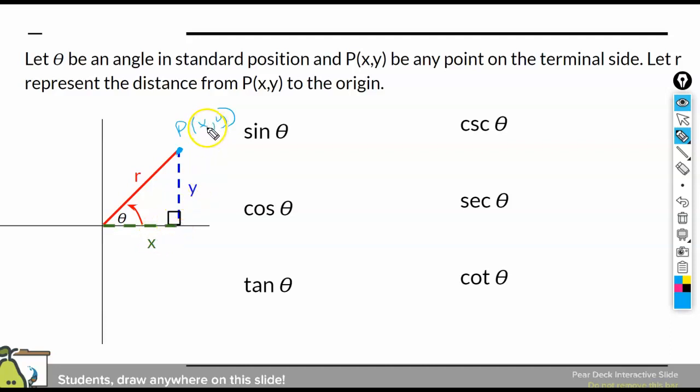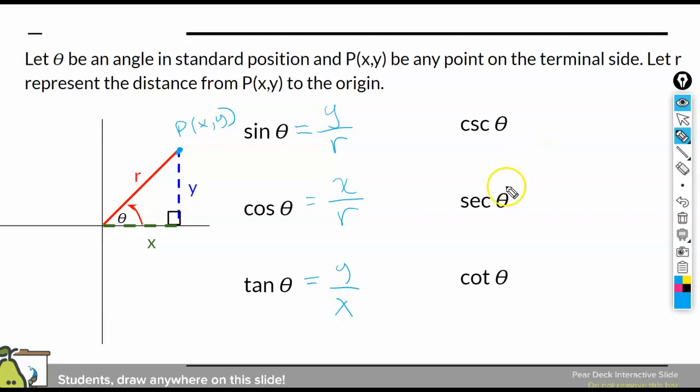And if this is the point (x, y), then this leg of the right triangle is x, and this leg of the right triangle is y, and that radius is the hypotenuse. And then we're able to say, okay, well then the sine of angle theta would be the opposite over the hypotenuse, which would be y over r. The cosine would be the adjacent over the hypotenuse, which would be x over r. And tangent would be opposite over adjacent, which would be y over x.